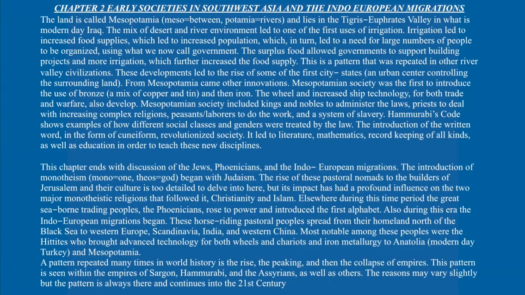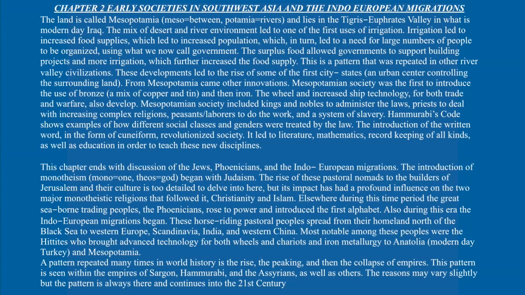So here we go. Chapter 2, Early Societies in Southwest Asia and the Indo-European Migrations. The land is called Mesopotamia, meso, between, potamia, rivers, and lies in the Tigris-Euphrates valleys in what is now known as modern-day Iraq. The mix of desert and river environment led to one of the first uses of irrigation.